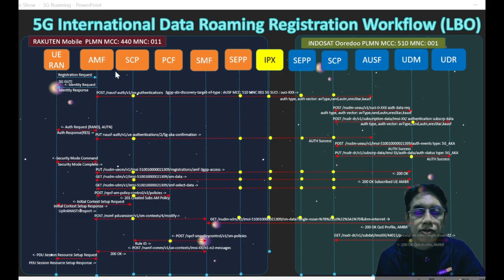It will involve several network functions in the visited PLMN and the home PLMN. In the visited PLMN, we have the UE and the gNodeB. Also, we have the access and mobility function, the service communication proxy, the policy control function, the session management function, and the secure edge protection proxy. In the home PLMN side, we have the SEPP, or secure edge protection proxy, the SCP, the authentication server function, the unified data management, and the unified data repository.